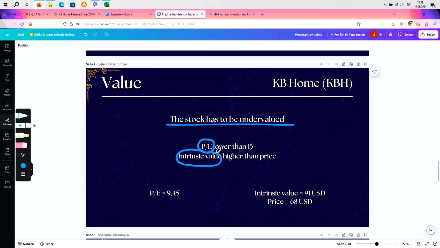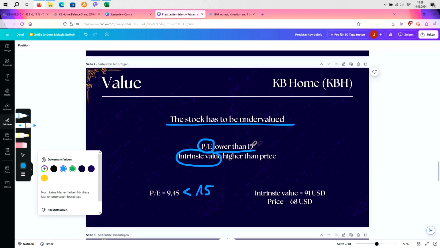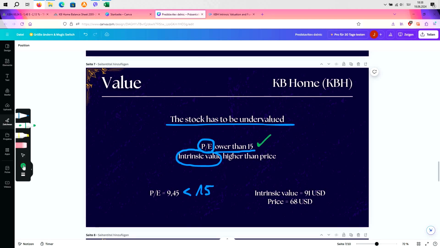And generally P/E has to be lower than 15. Now the current P/E of KB Home is 9.45, and as you can see it is lower than 15. So that's a good sign, okay? Now I will mark this as a good sign.